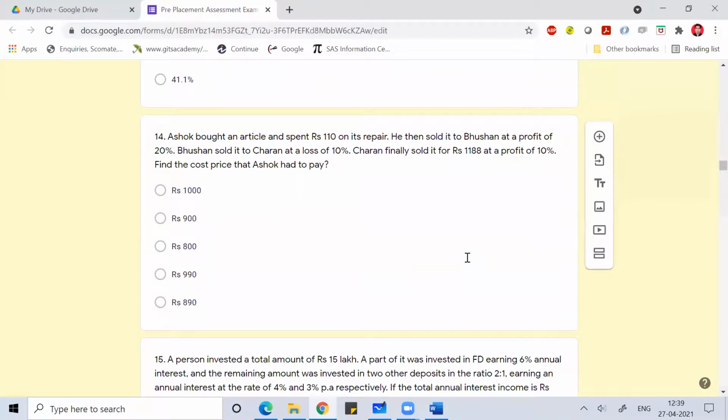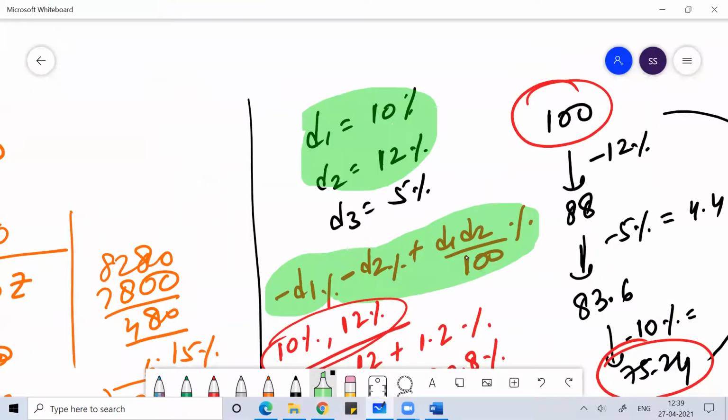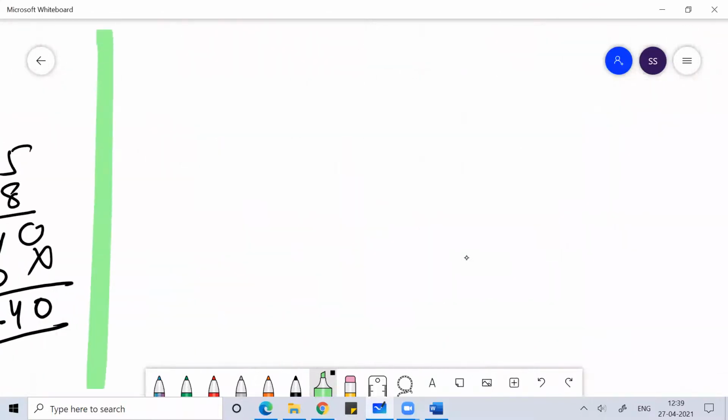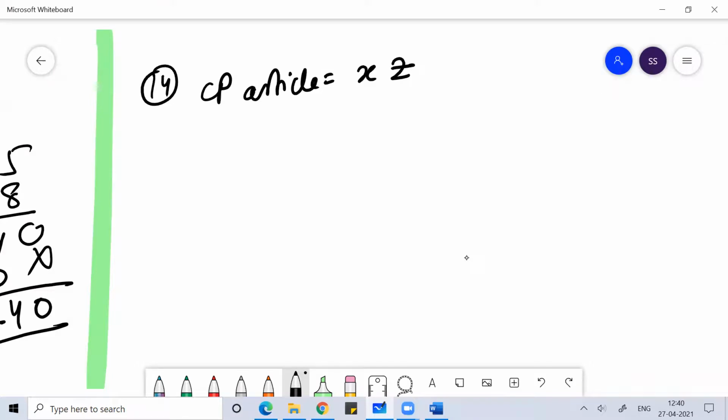You can see question number 14. Ashok bought an article and spent 110 rupees for its repair. Suppose Ashok bought the article for X rupees. So he spent 110 rupees on this.